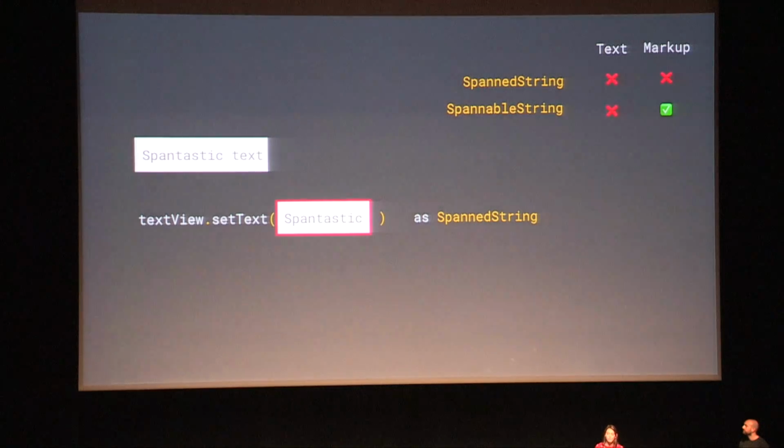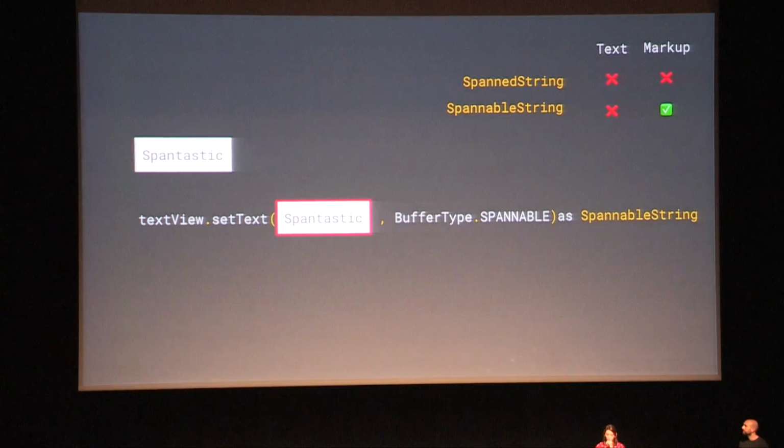So it keeps an immutable value of that text. But what if we actually want to modify the text, or we want to modify the spans? Then we can use setText with the text and a buffer type Spannable. This means that under the hood, the text view will keep the object as a SpannableString. So this means that we are able to modify the markup.